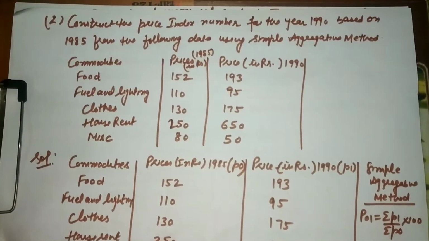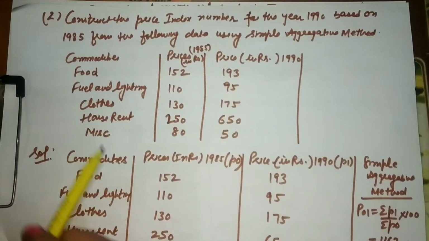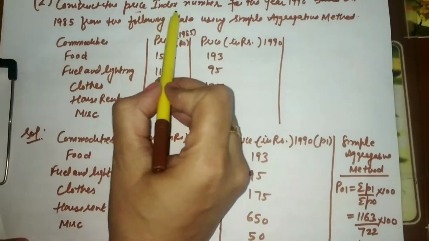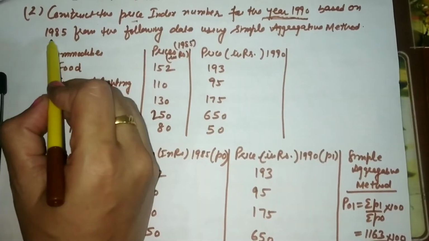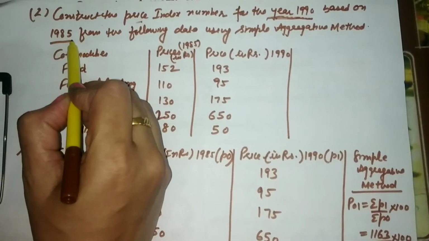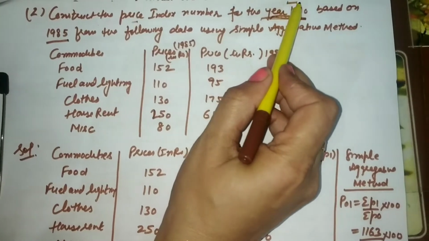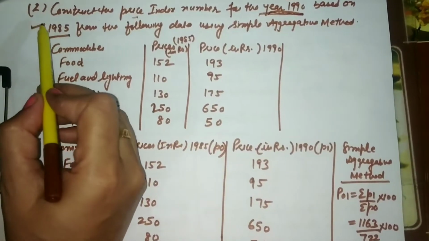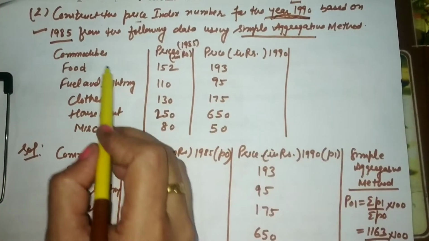And now I will discuss the illustrations, simple illustrations, of how we have to calculate the price index number by using the simple aggregate method that I have discussed in the previous sheet. Construct a price index number for the year 1990 based on 1985. That means we have to construct the price index for 1990 and the base year is taken as 1985, from the following data using the simple aggregate method.